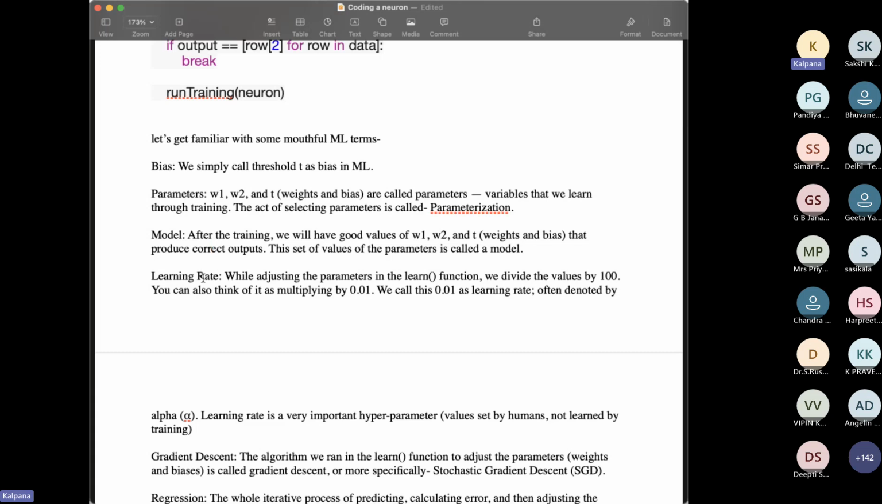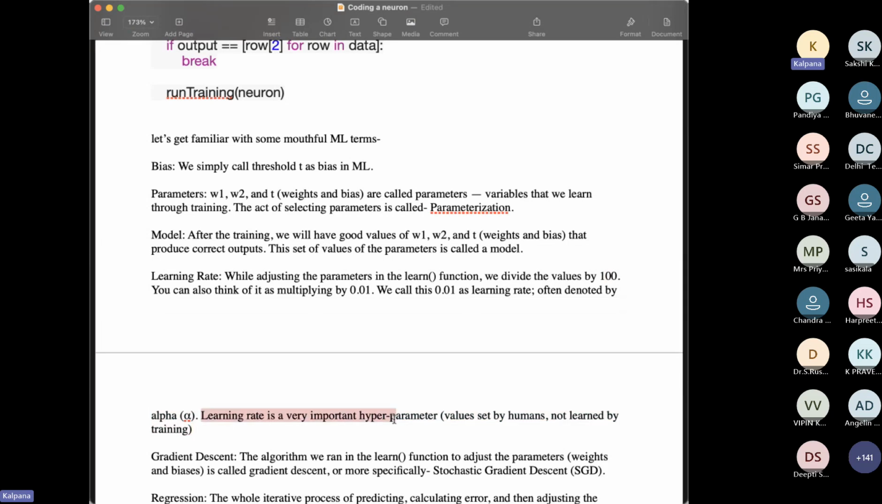Learning rate, another important factor. When you adjust the parameters, if you get some error, at what rate do you want to adjust the parameters? If you want to adjust it slowly, you divide it by 100. If you want to adjust it very fast, your learning rate is 0.01. If you put it 10, your learning rate will be fast, but what may happen is you may jump over the optimal answer. Learning rate is generally denoted by alpha. So it is one of the hyperparameters.